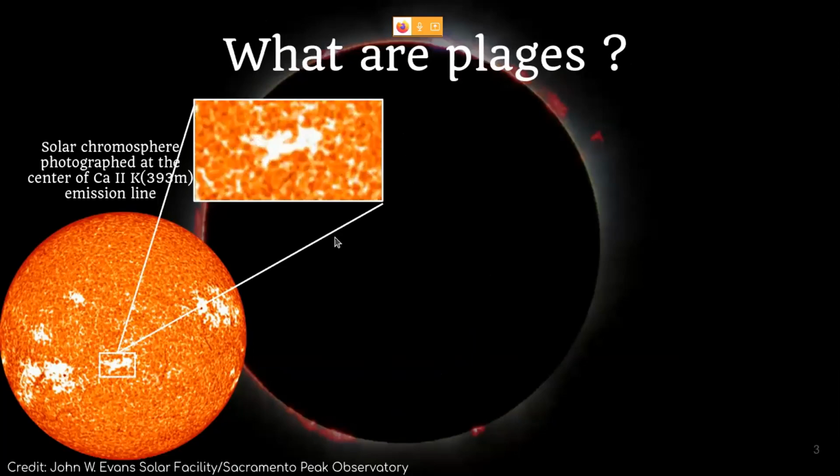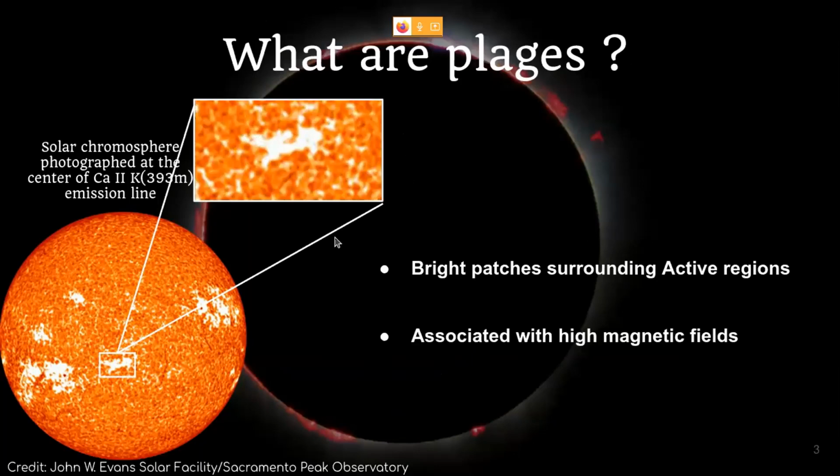So basically, what are plages? These are bright patches surrounding sunspots, or there are sunspots in the neighboring sites of the plages, and they are associated with high magnetic fields. But you may ask, if sunspots have very high magnetic fields, why are these bright patches higher than the surroundings? No doubt, sunspots are the highest magnetic field portion present there. Plages have less high magnetic fields, but they have higher magnetic fields than the surroundings.